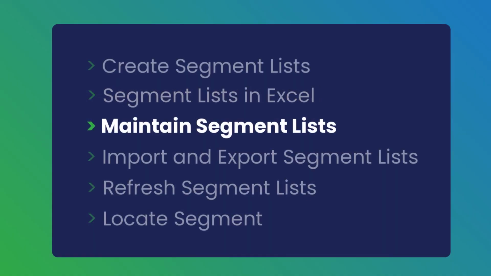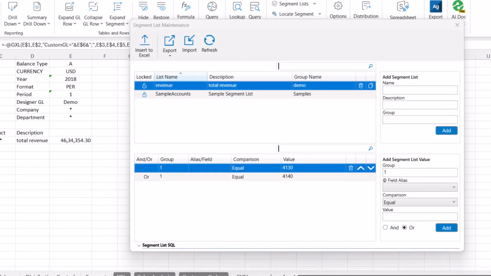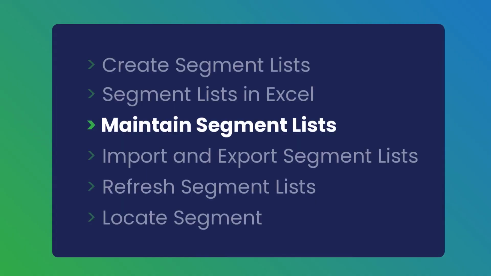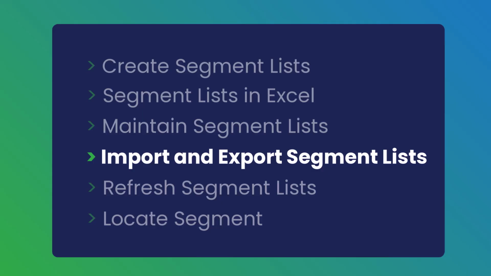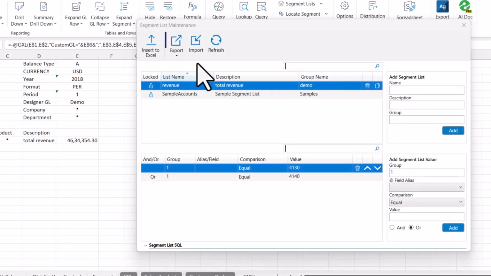Now, let's understand the Segment List Maintenance panel. The Segment List Maintenance panel also enables you to sort columns in the grid, filter segment lists or values, reorder the segment list values, copy segment lists, lock and unlock segment lists. Let's move on to Import and Export functions in the segment list. The import and export functions in the Segment List Maintenance panel are used to maintain and update the entire set of segment lists at one go.